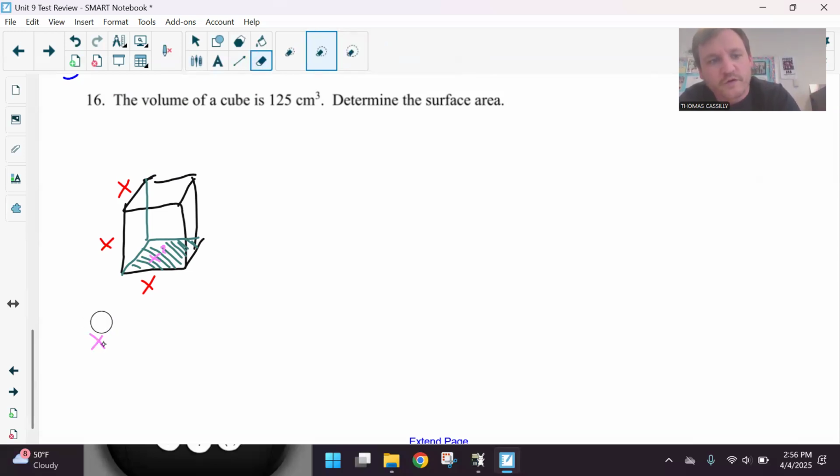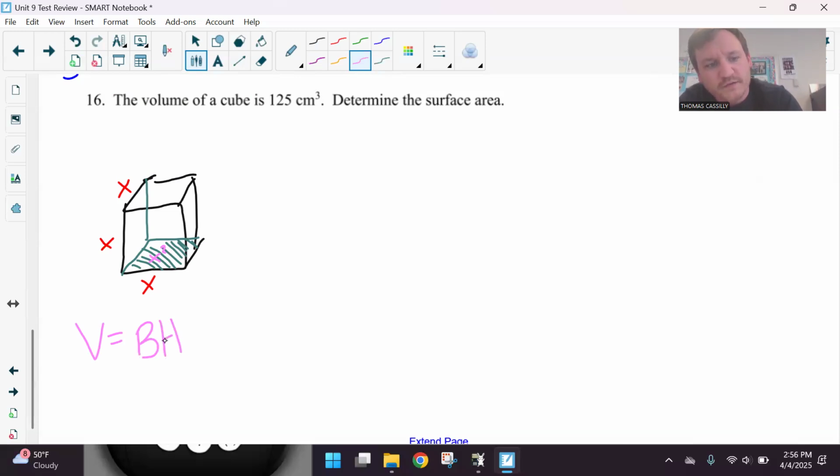Here, let's do this. I know the volume is equal to the area of the base times the height. All right, well, the area of the base is x squared. The height is also x. So our volume for this guy is x cubed. All right. I don't know what x is, right? They tell us the volume, and all we know is that every side length is the same. I don't know what that side length is. That's why I'm using an x. All right. So since the volume is 125, we can say 125 equals x cubed.